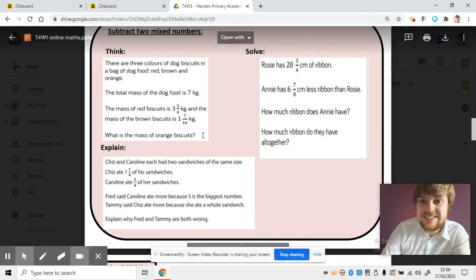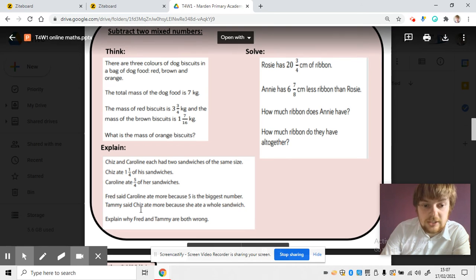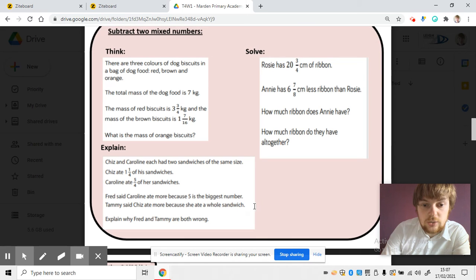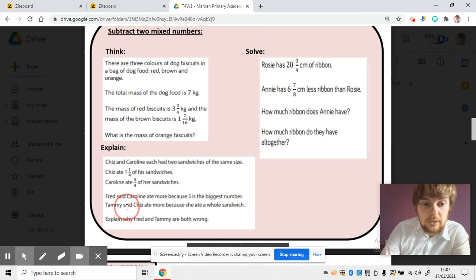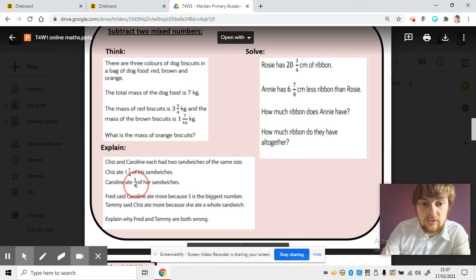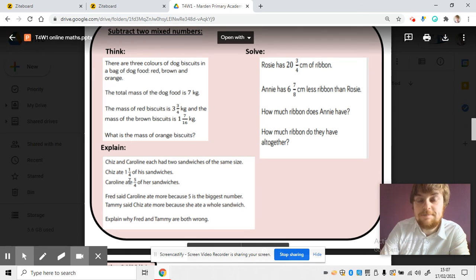Then you explain. Chiz and Caroline each have 2 sandwiches the same size. Chiz ate 1 1/4 of his sandwich. Caroline ate 5/4 of her sandwich. Fred says Caroline ate more because 5 is the biggest number. Tammy said Chiz ate more because she ate a whole sandwich. Explain why Freddie and Tammy are both wrong. So we know here Fred and Tammy are both wrong. You need to tell us why. 1 1/4, 5/4. That's got to be your focus in your explanation.